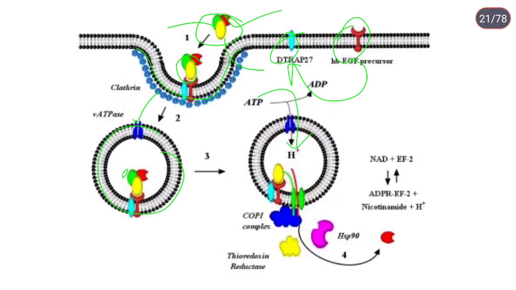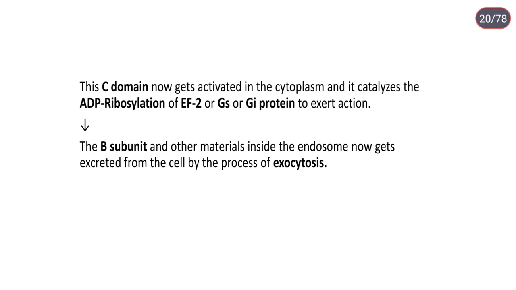Acidification causes the green one, the translocation domain of the B subunit, to get inserted into the membrane, and from it the catalytic domain of the A subunit comes out. Now this catalytic domain will cause its effect on the host cell. This escape of the catalytic domain of the A subunit from the endosome is also mediated by the chaperone complex as well as the HSP90 molecule. After the catalytic domain comes into the cytoplasm and gets activated, it catalyzes the ADP ribosylation of elongation factor 2 to exert its action.